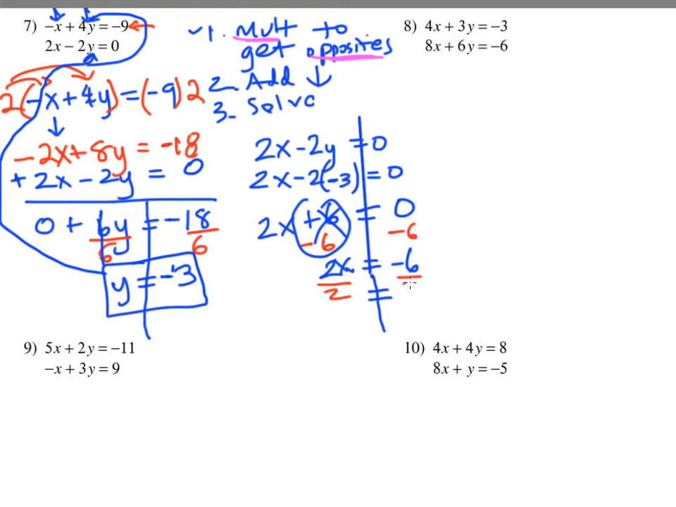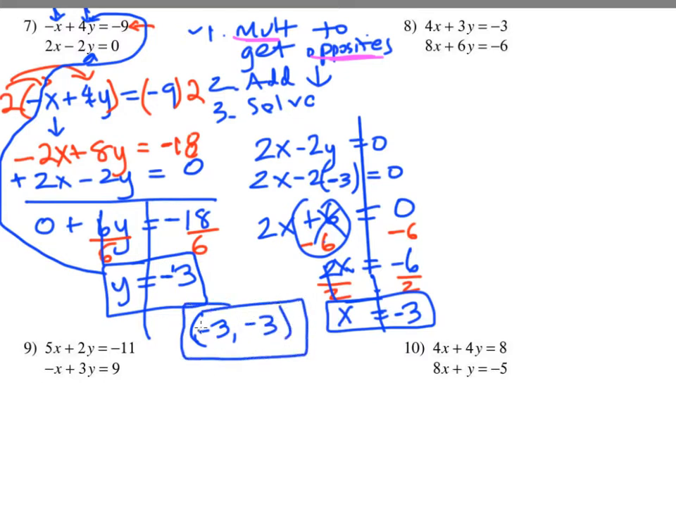Now let's get rid of this extra equal sign, which I don't need. So 2 over 2 makes a 1, so x equals negative 6 divided by 2, that's a 3 with a negative in front. So what do you know? They're both equal negative 3. So my solution, remember put x first, negative 3 for x, negative 3 for y. This is the point where these two are going to meet.